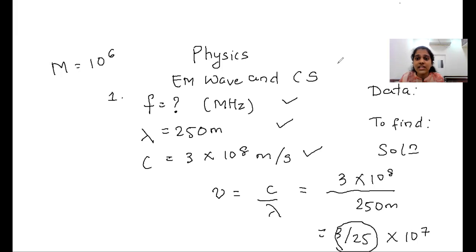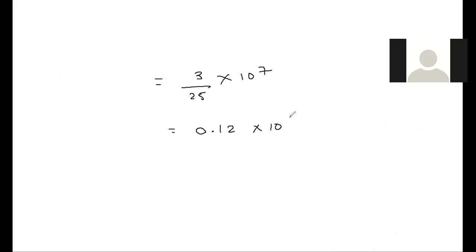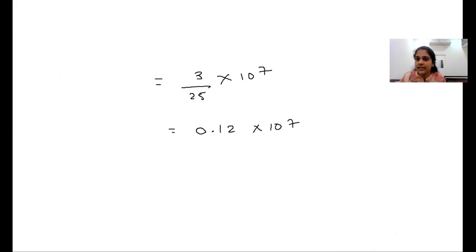So 3 by 25 is nothing but 0.12 into 10 raised to 7. Now this answer that I have obtained is in hertz, students. Always remember, your formulas are always based on SI units. Hertz is an SI unit, wavelength in meters is an SI unit, and meters per second is an SI unit. So this answer that I've obtained is in hertz.